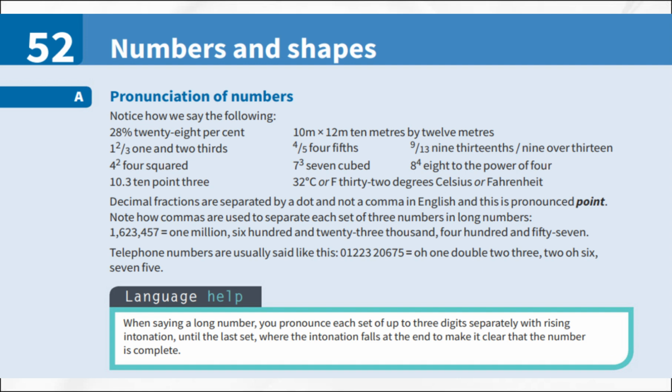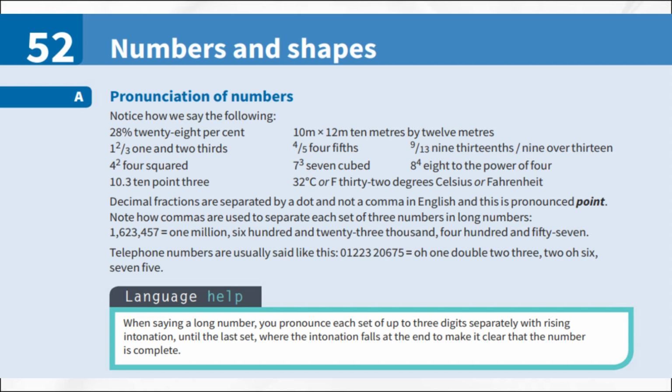For measurements, 10 meters by 12 meters. For temperature, 32 degrees Celsius, or 89.6 Fahrenheit. For long numbers, we use commas to separate each set of 3 digits. For example, 1,623,457. When saying a long number, you pronounce each set of up to 3 digits separately with rising intonation until the last set, where the intonation falls at the end to show the number is complete.